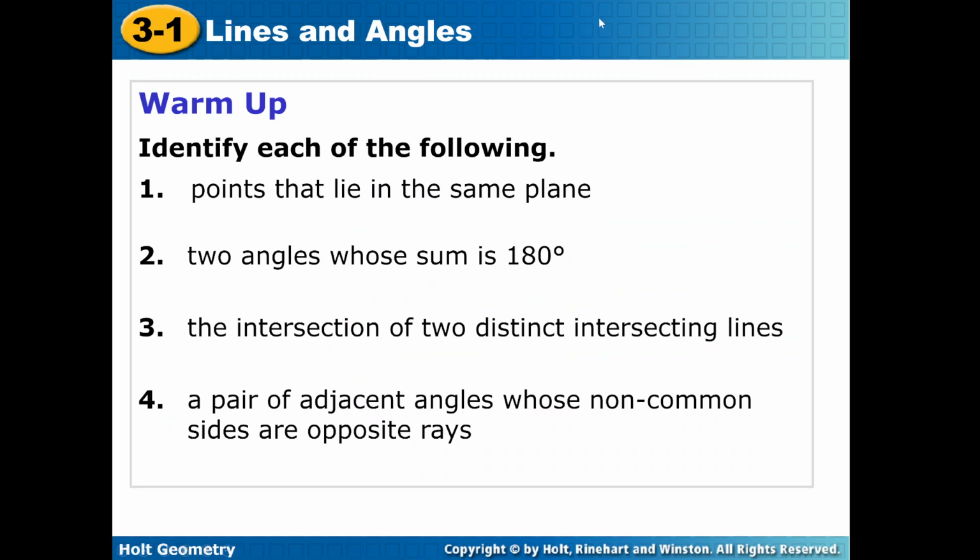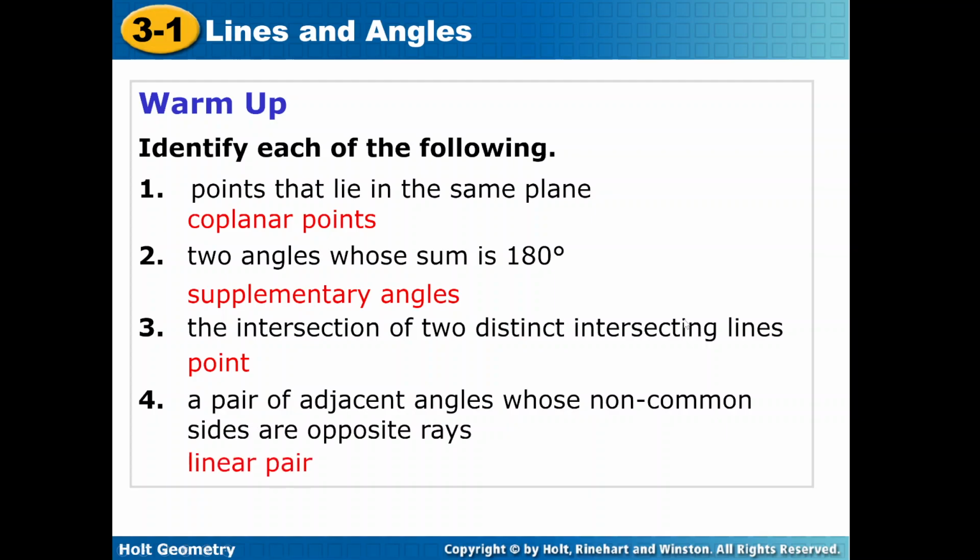Points and lines in the same plane, okay, they're called coplanar. Two angles whose sum is 180 degrees are supplementary angles. The intersection of two distinct intersecting lines will be a point. And a pair of adjacent angles whose non-common sides are opposite rays will be a linear pair.